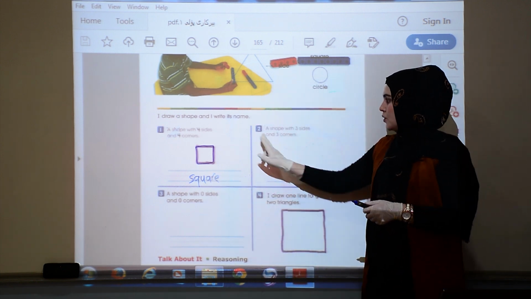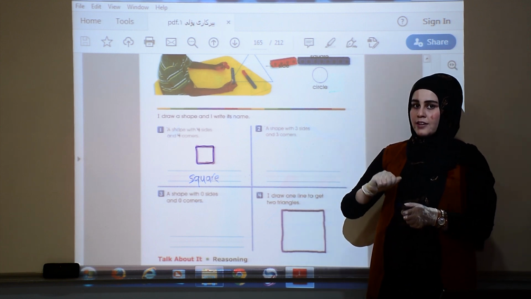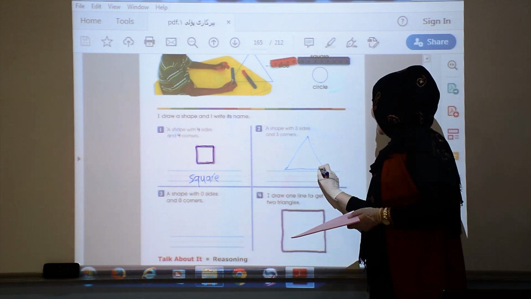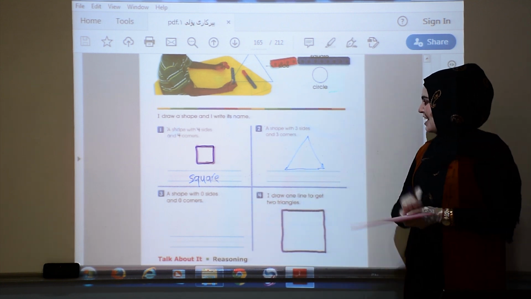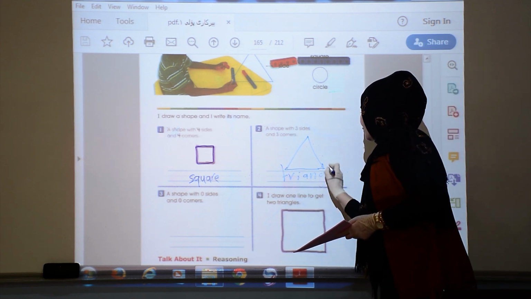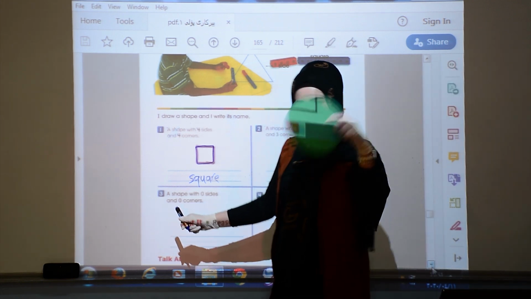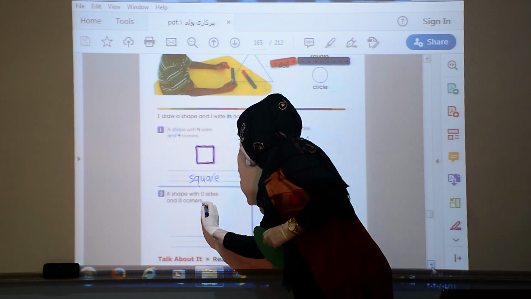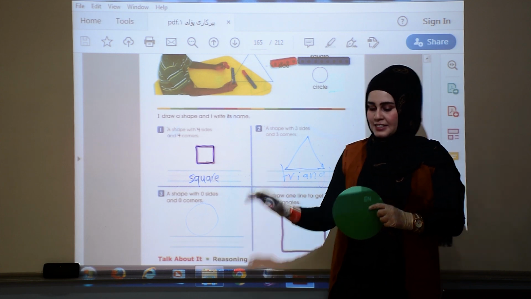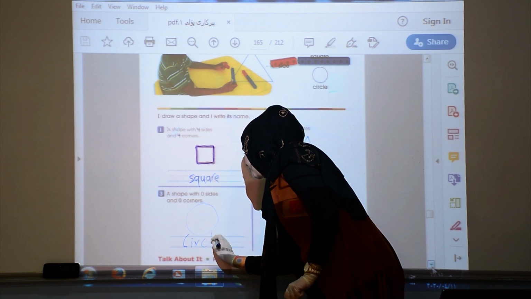And for the second one, I draw this shape with 3 sides and 3 corners. Which one? It is triangle. Okay, it has 3 sides and 3 corners. So I write triangle. And from there I draw the circle, because circle doesn't have any line and any side and any corner. So from there I write circle.